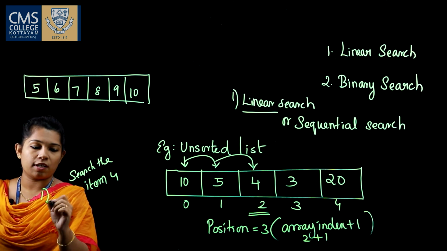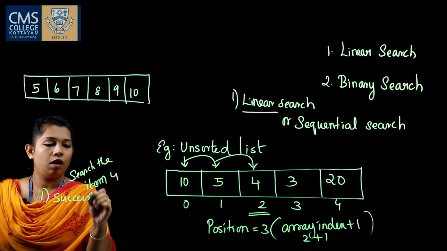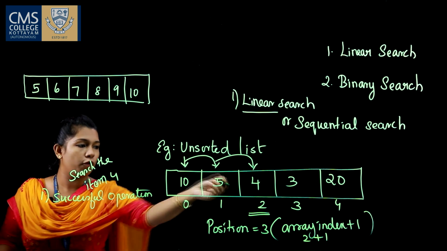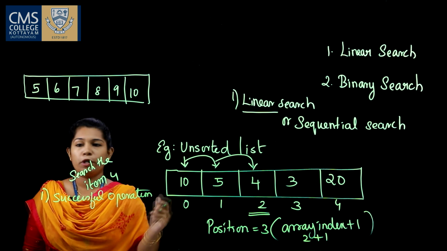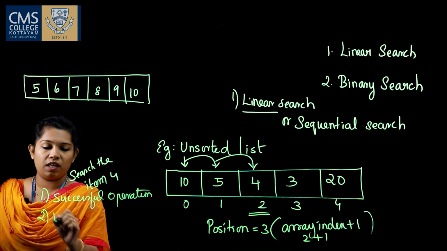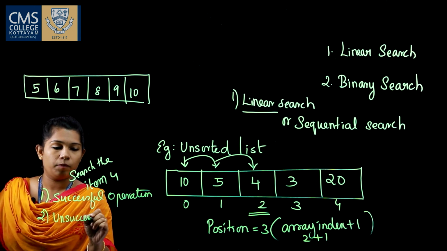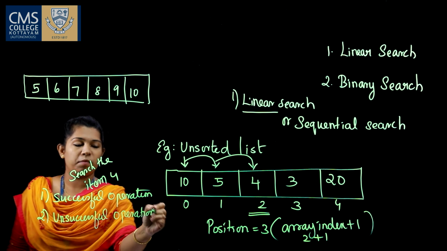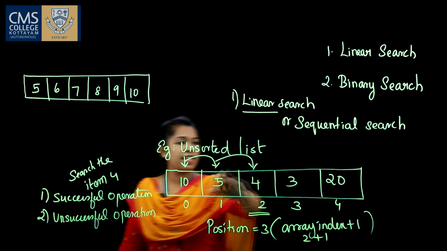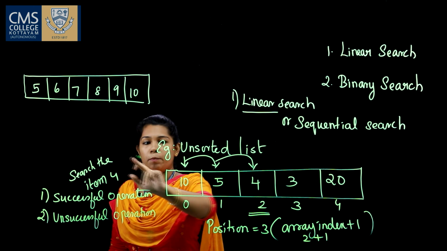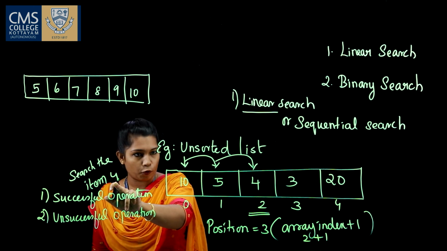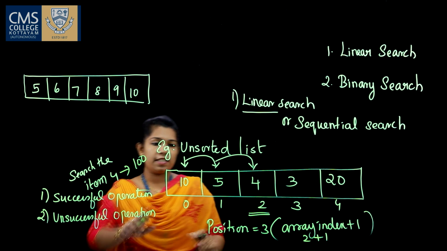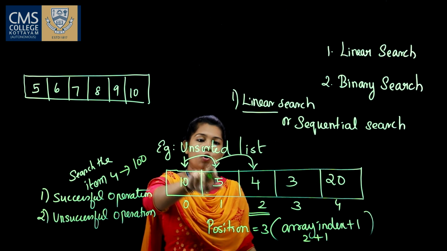One will be the successful operation, that is, you display the position of that particular search item in your list. The second one will be the unsuccessful operation. In our example we searched for the item 4, but suppose we search for the item 100.